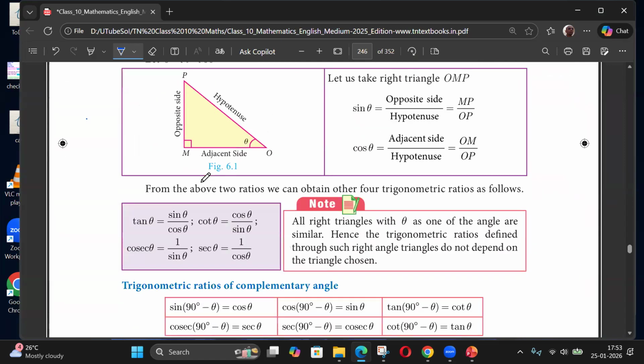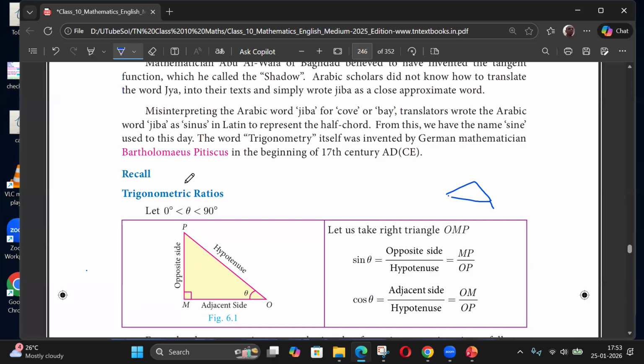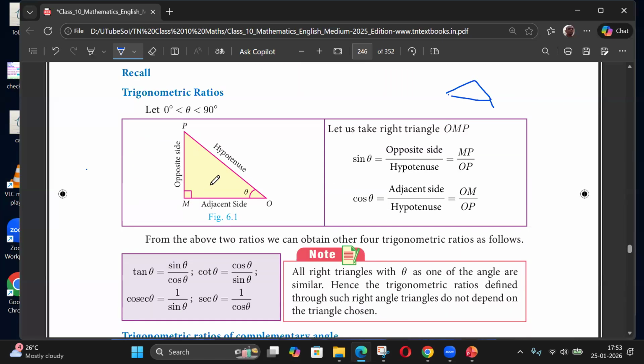This is a special triangle. A general triangle has hypotenuse, opposite and adjacent... that's a special triangle, a right angle triangle. The three angles can be anything, but here one of the angles is 90. So that is a right angle triangle. The other two can be theta and 90 minus theta.